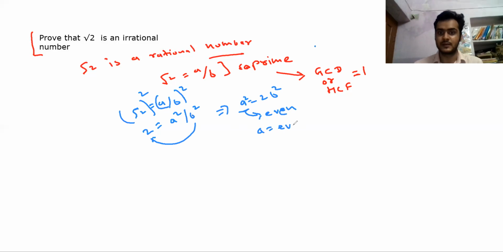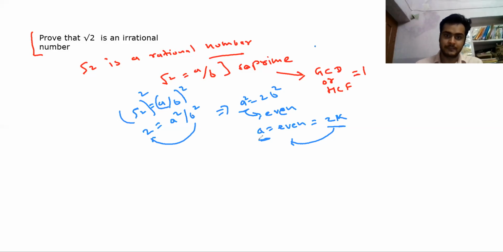A is equals to even because square of an even number is even and square of an odd number is odd, like 2 square equals to 4. 4 is an even number and 3 square equals to 9. 9 is an odd number. Okay, let's move further. Now, this even number a could be written in the form of some number 2 multiplied by k, where this k could be anything like 1, 2, 3, 4, and by this we will be getting the value of a. So a is equals to 2k.